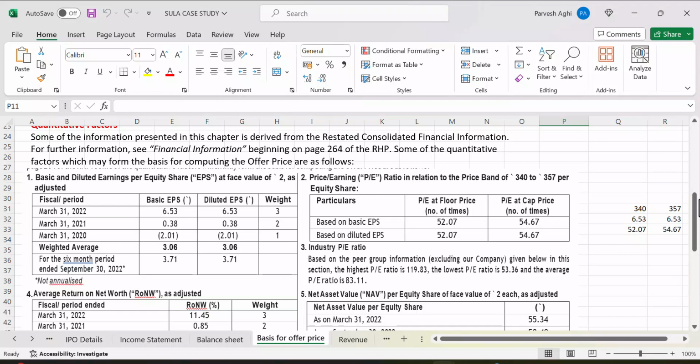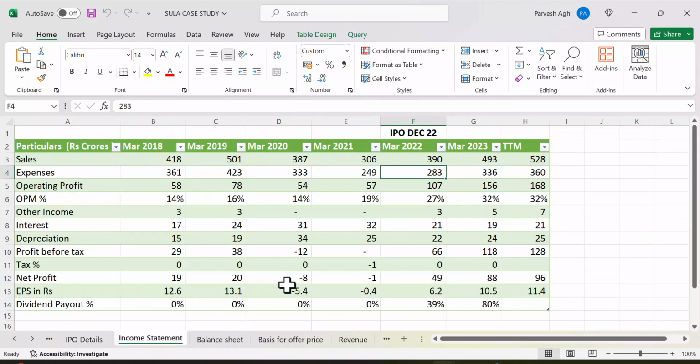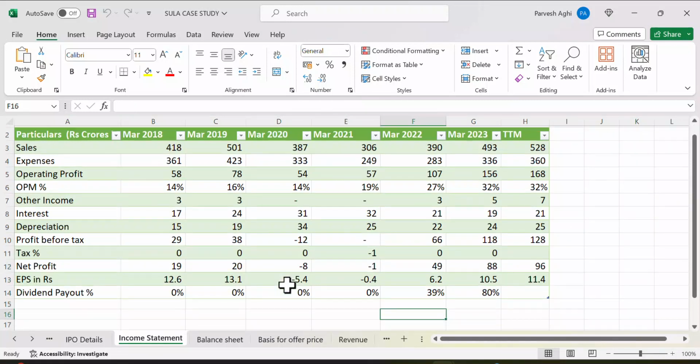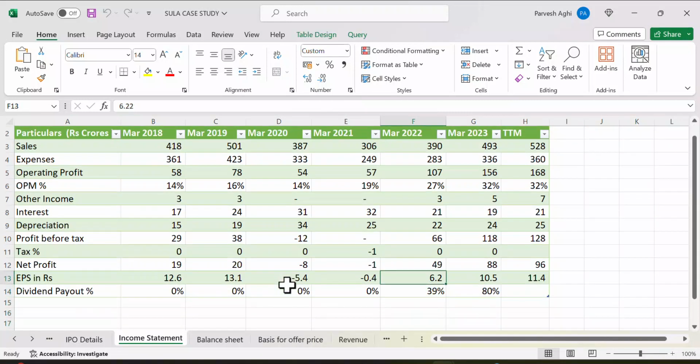Do you know what is basic and diluted? Company calculates their earning per share. The formula is the profit of the company divided by the total number of shares. If you go to the income statement, earning per share has been calculated here. Earning per share is given in 2022 as 6 rupees 20 paisa.